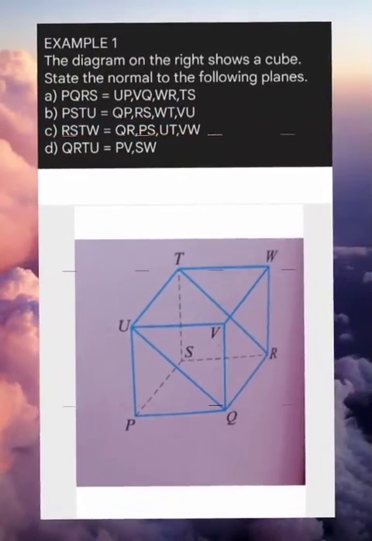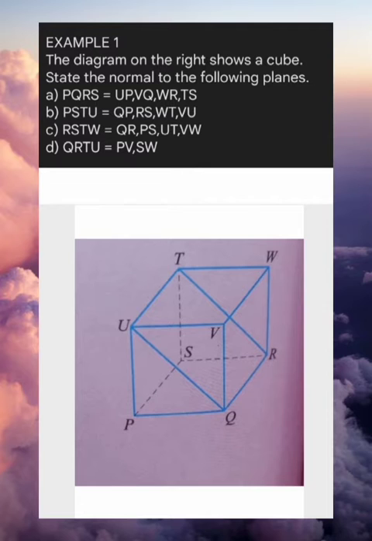Example 1. The diagram on the right shows a cube. State the normal to the following planes. A. PQRS. There are 4 normals for PQRS, which are UP, VQ, WR, TS. Next, B. PSTU. The normals for PSTU are QP, RS, WT, VU. C. RSTW. The normals for RSTW are QR, PS, UT, VW. D. QRTU. There are only 2 normals for QRTU, which are PV, SW.